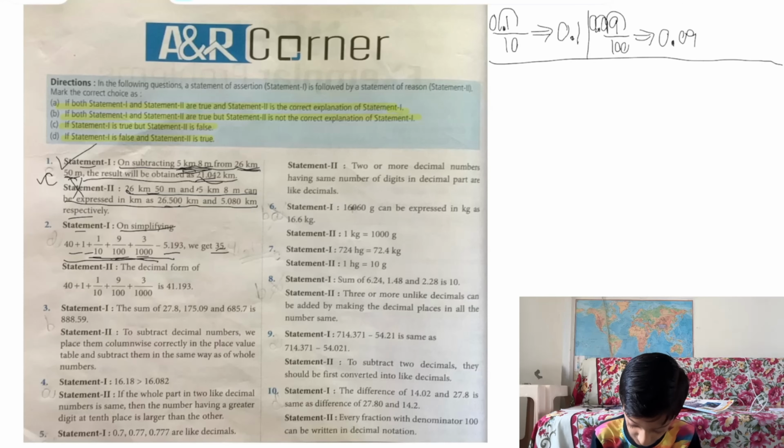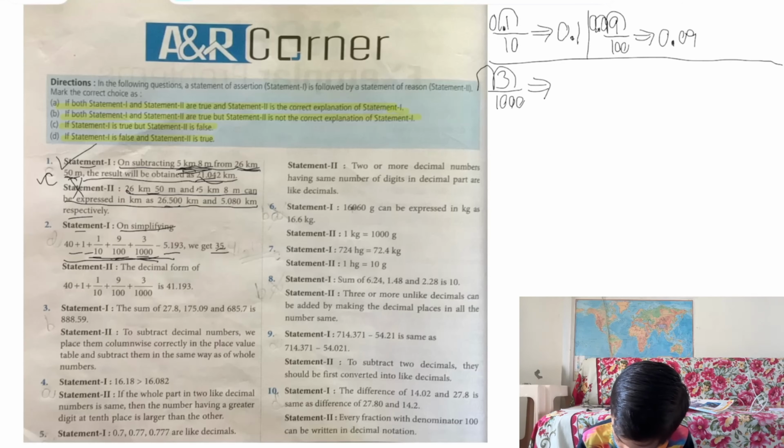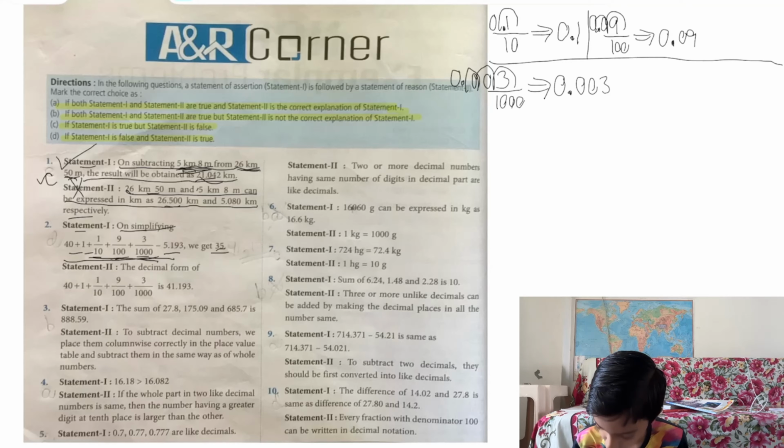Now let's convert 3 by 1000 to its decimal form. Here in the denominator of 3 by 1000 there are 3 zeros. So in the numerator we will shift the point 3 places to the left. First place, second, here we'll put 1 zero. In the third place, here also we'll put 1 zero. Here point 0. So when we write 3 by 1000 in its decimal form, the answer will come 0.003. So now we have all the fractions in their decimal form.